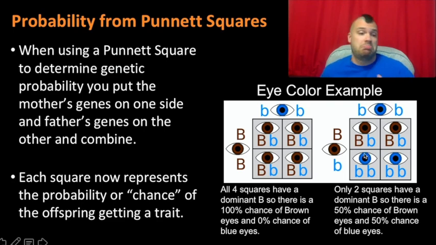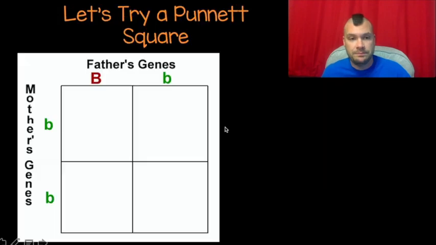Now, they could have 4 children. That does not mean that they are going to have 2 with brown and 2 with blue. It resets every time. But it's still math. Math determines what genes get passed. So let's practice with a blank one.